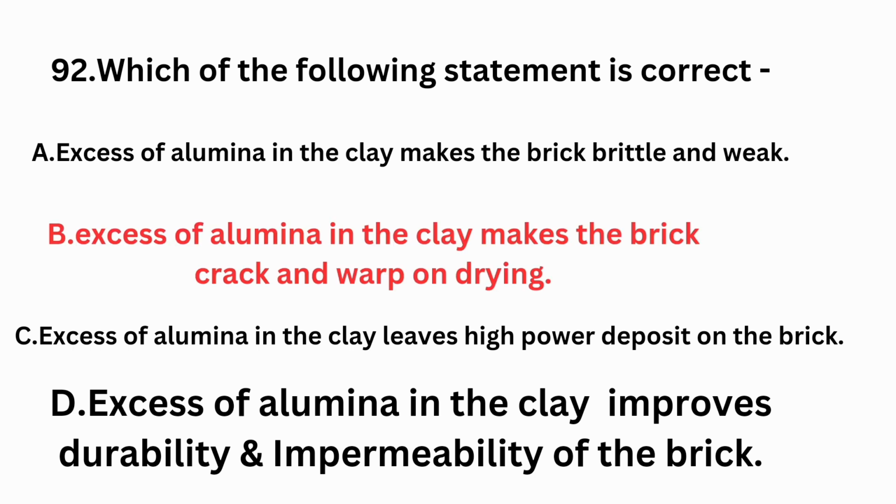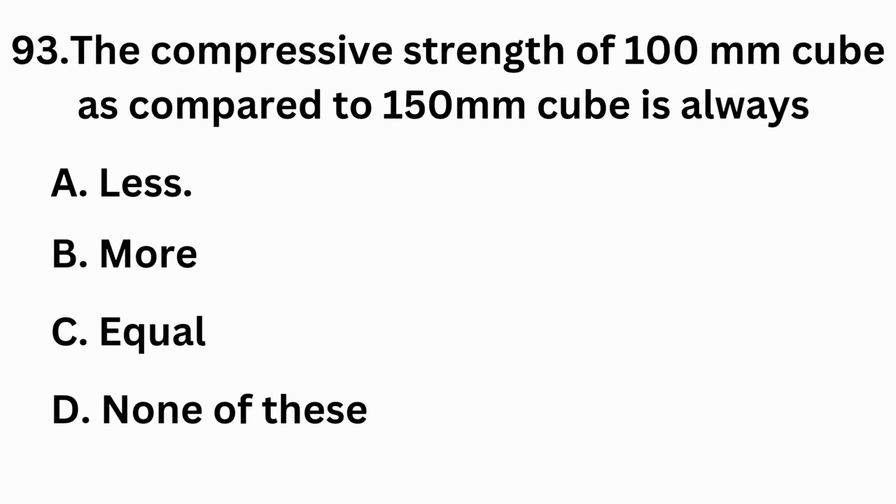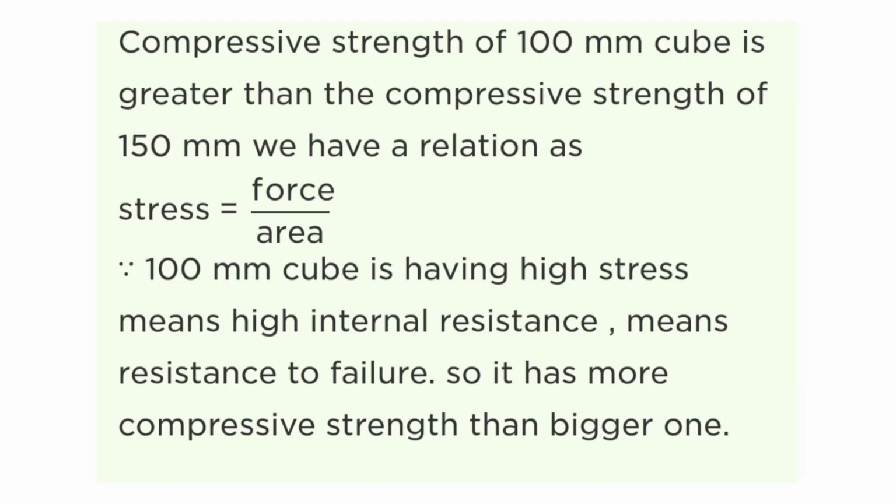An excess amount of alumina in clay may cause the brick to shrink, warp, or crack on drying and burning. The compressive strength of 100 mm cube as compared to 150 mm cube is always A. less, B. more, C. equal, D. none of this. Compressive strength of 100 mm cube is greater than the compressive strength of 150 mm cube.